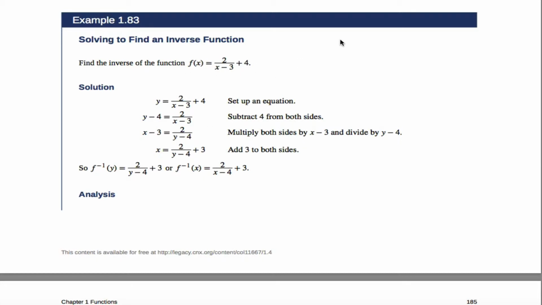My first step is I change f of x into a y, which is exactly what your book does, by the way. And then my second step, which is a little bit different than what your book does, is at this point I change all the y's into x's and the x's into y's. The reason why is I think that's more intuitively pleasing.